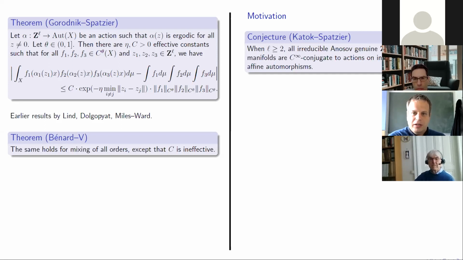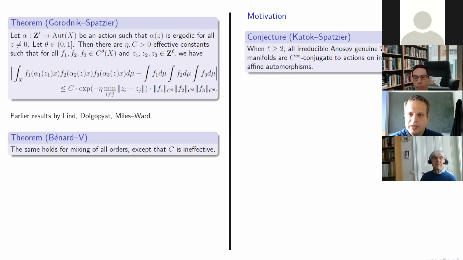Genuine. Okay, so first of all, this is not true if you take a rank 1 action. If you just take an Anosov diffeomorphism on a compact manifold, then it need not be C infinity conjugate to an affine automorphism. So you need higher rank, and then you need to make sure that this is genuinely higher rank, so that you didn't find some sort of rank one action in a secret way, and this is why you need to say genuine.